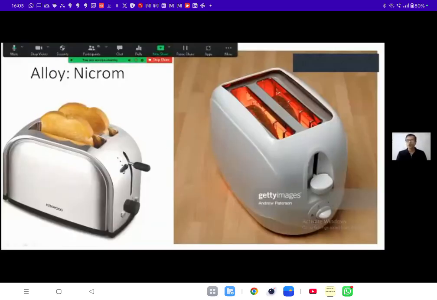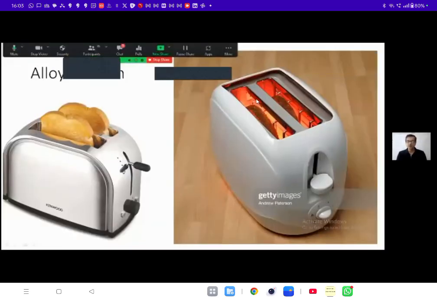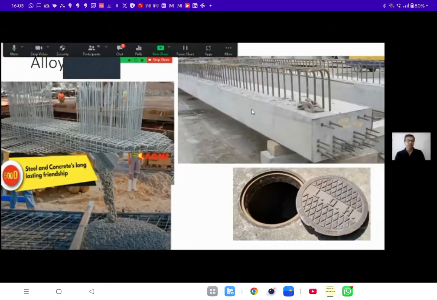This one is also an alloy. Nichrome wire, which is this red colored thing, is made up of nickel and chromium. They are also two metals. Nichrome is used to make toasters. This is one more alloy. It is called stainless steel.